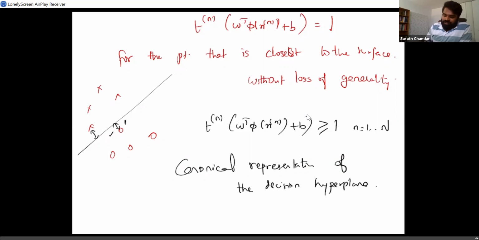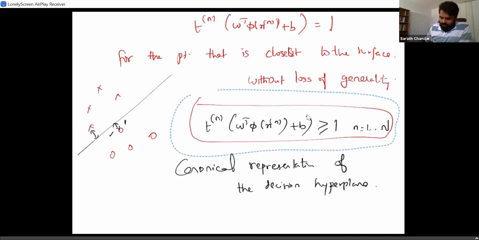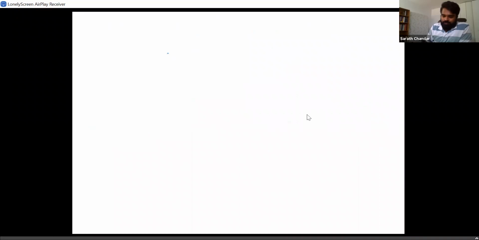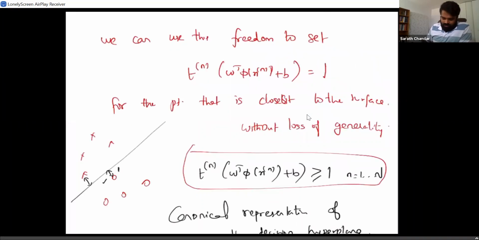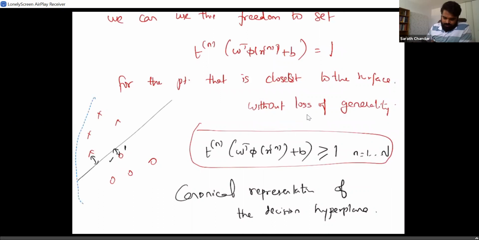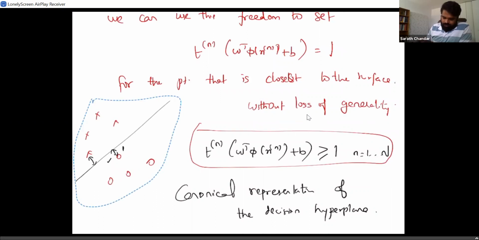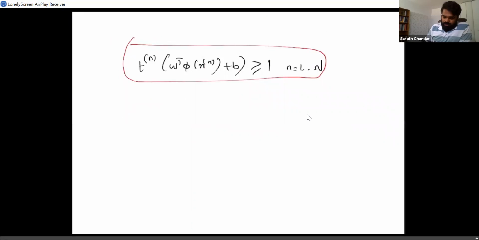Now this is a constraint, so let's take this constraint separately to the next page. Maybe I would also copy my example. Now this is a constraint, and we are going to make a couple of definitions, for data points.